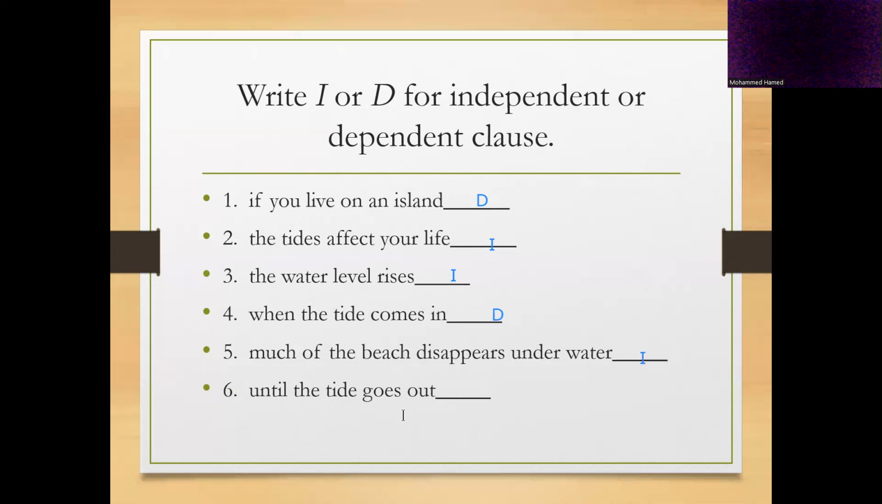The last one, until the tide goes out, it's dependent. It's what? Dependent. Clear? This is amazing to know that all of you understand the lesson. So, in brief, an independent clause is a sentence that is complete, but the dependent one is not complete and it needs another sentence to complete it.